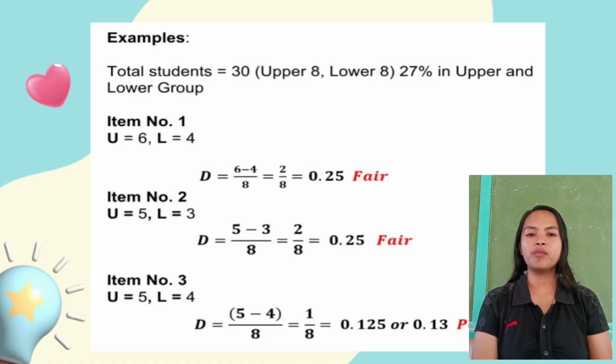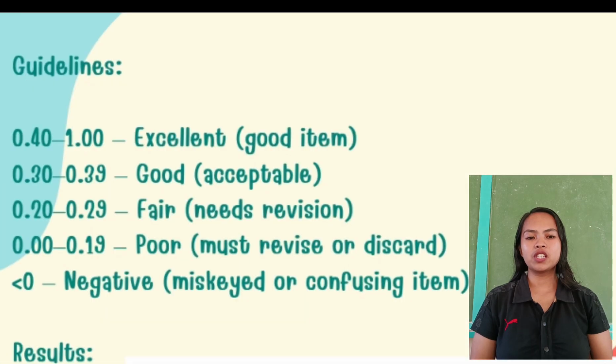Here, the correct answer of the upper group is 5, and the lower group has 4 correct items. Now, as you can see in the calculation, the result here is 0.125, or we'll round off to 0.13. And now, we'll see where it belongs in the guidelines, whether it falls to fair, moderate, or a difficult item.